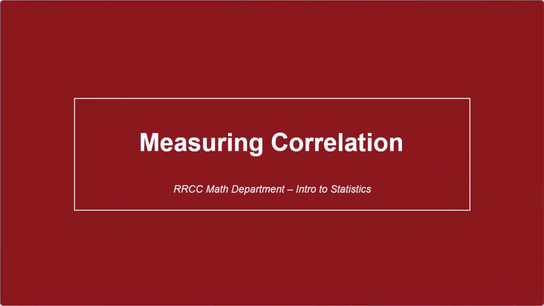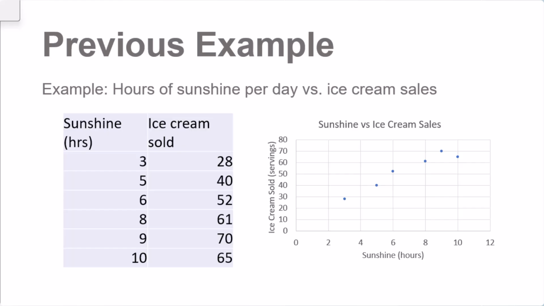Hi everyone, in this video we're going to look at measuring correlation. So in the last video we looked at analyzing paired data by plotting it in scatter plots and looking for relationships between the two variables. So we saw this simple example with the number of hours of sunshine on different days and the amount of ice cream sold on those same days.